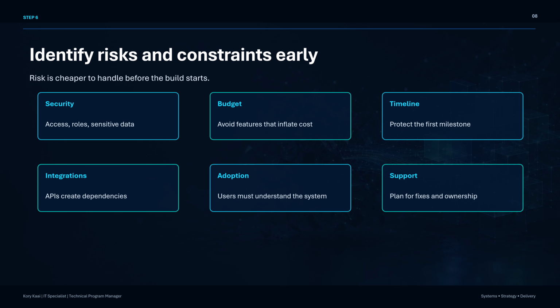If the project depends on an outside API, that creates a risk. If users are not technical, the interface needs to be simple. If the budget is limited, the first version cannot include every advanced feature. Good planning does not ignore risk. It brings risk into the open early. That way, the team can make better decisions before the problems become expensive.